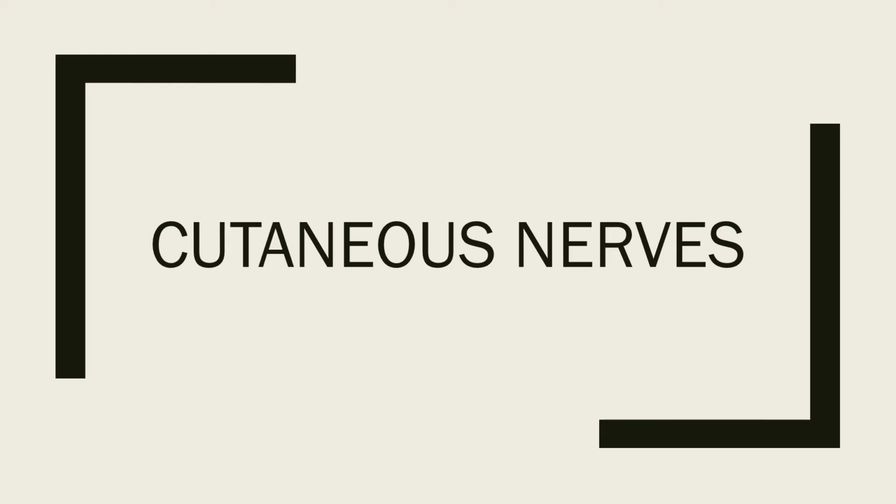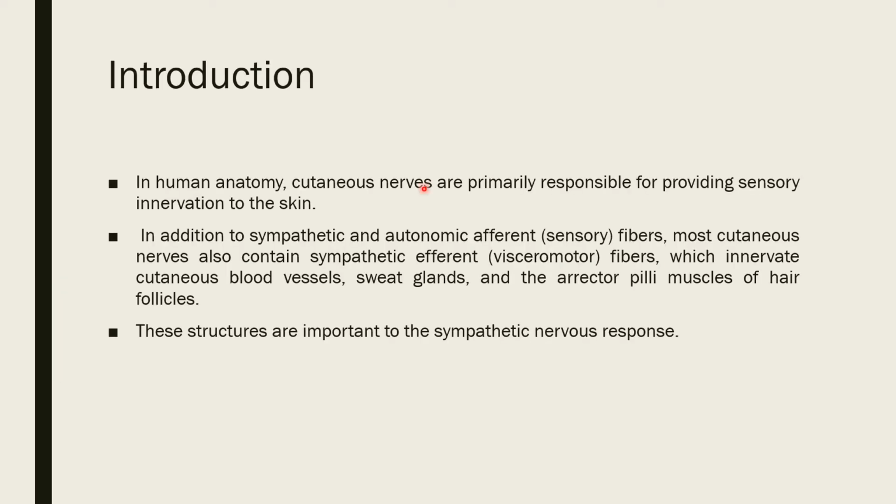This video will tell you about important cutaneous nerves of the human body. What is a cutaneous nerve? They are nerves primarily responsible for providing sensory innervation to the skin. The word cutaneous means pertaining to the skin. So cutaneous nerves provide sensory innervation, or sensory supply, to the skin.